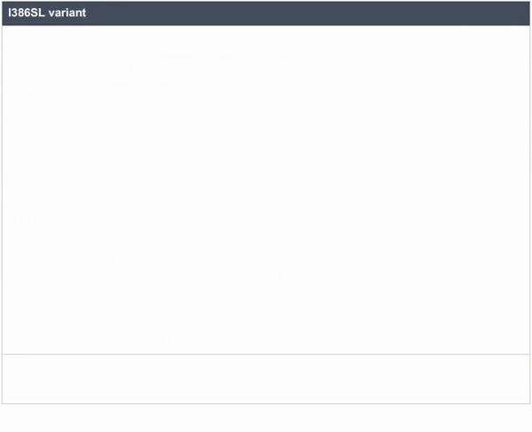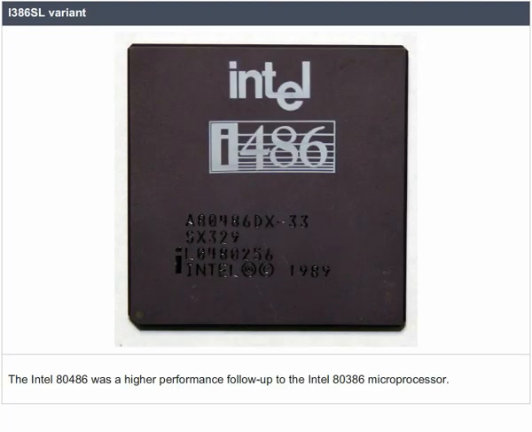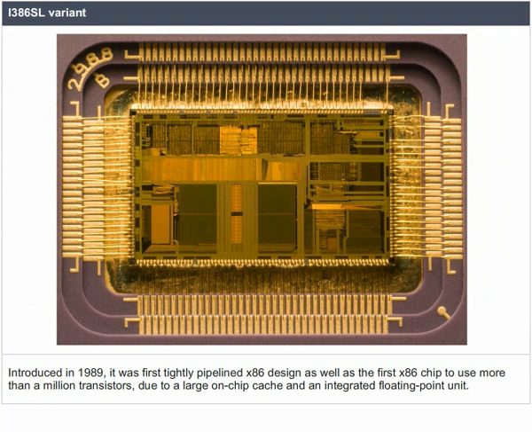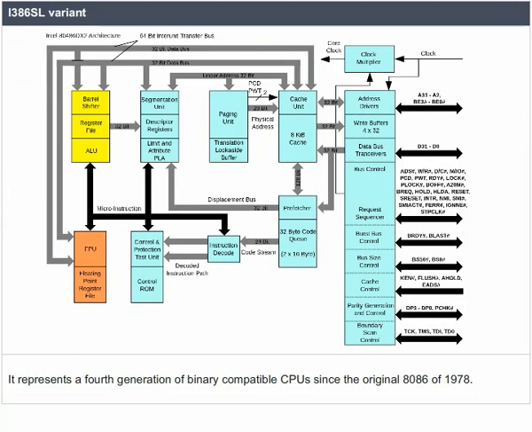i386SL variant. The Intel 80486 was a higher performance follow-up to the Intel 80386 microprocessor. Introduced in 1989, it was the first tightly pipelined x86 design, as well as the first x86 chip to use more than 1 million transistors due to a large on-chip cache and an integrated floating point unit. It represents a fourth generation of binary-compatible CPUs since the original 8086 of 1978.